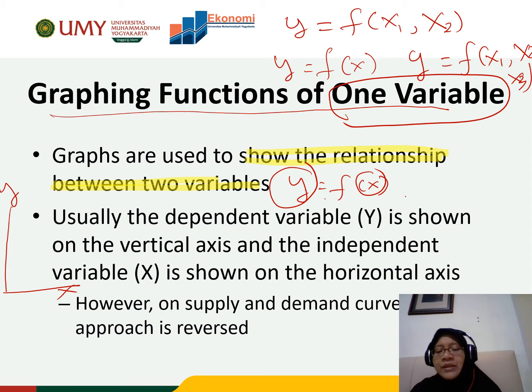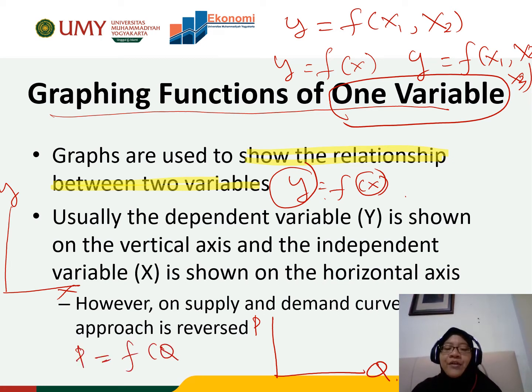If you still remember the demand curve, supply and demand, what is the y? Here is the price, and this one is the quantity. So it should be P equals f(Q): for quantity, the price is the functional variable, the dependent variable. Okay, so this is an example of a linear function.